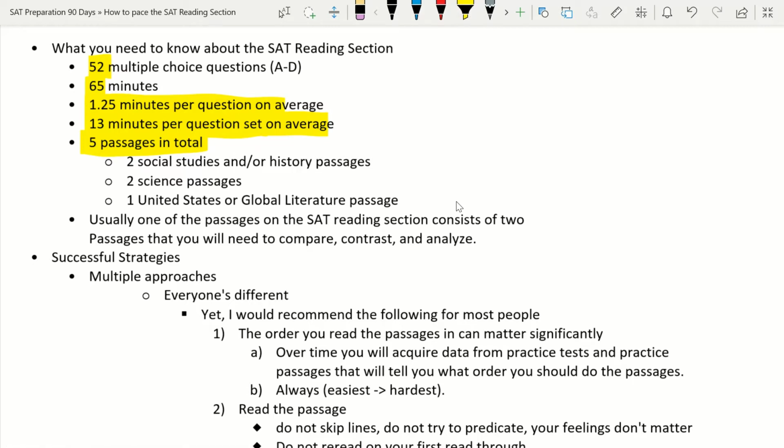Okay, 1 social studies. Switch that over. Okay, we've got 1 social, see if I can switch it. There we go. Okay, 1 social studies and 1 history passage is what it is most of the time. All right, then we got 2 science passages, 1 United States or global literature passage.